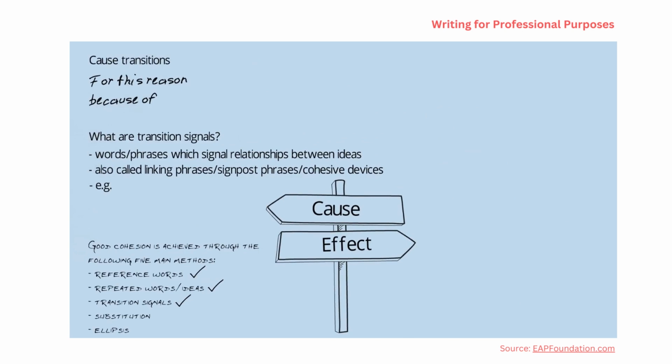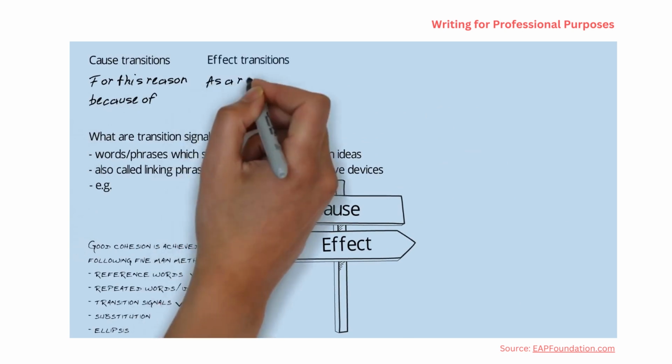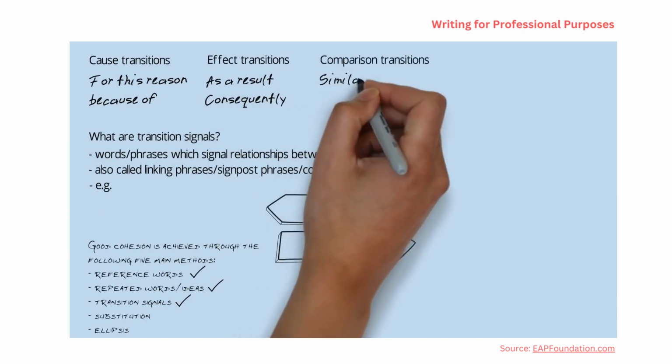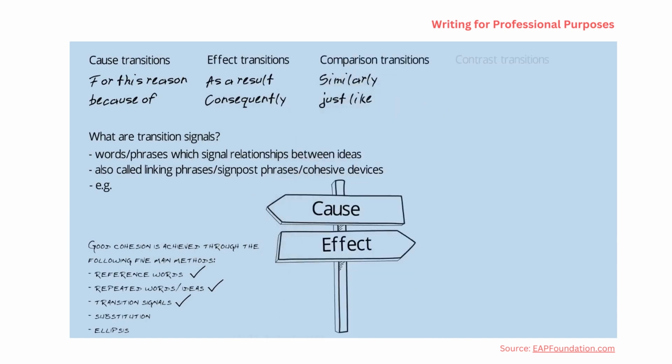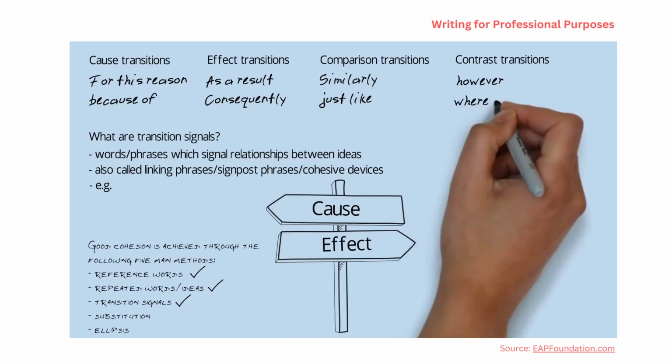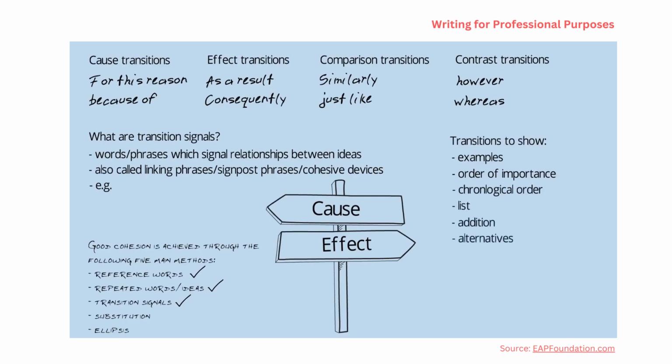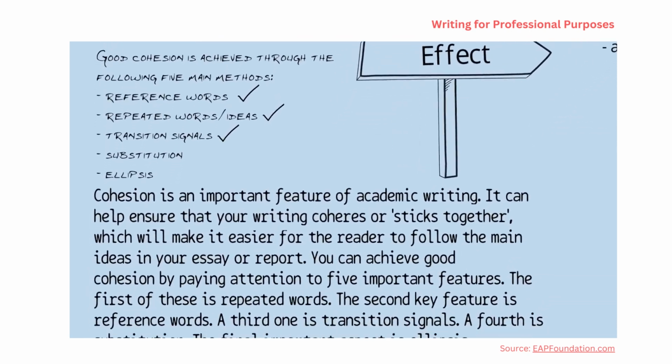So, cause transitions, for this reason, because of. Effect transitions, as a result, consequently. Comparison transitions, similarly, just like. Contrast transitions, however, whereas. And there are many more examples for each of these 4 types. And there are also many other transition types. There are transitions to show examples, transitions to show order of importance, to show chronological order, to give a list, to show addition, or to give alternatives.